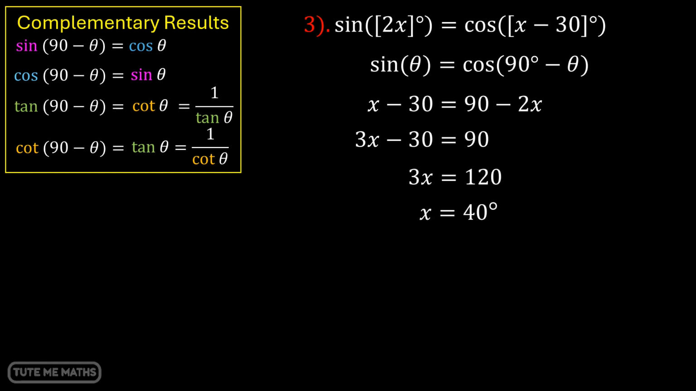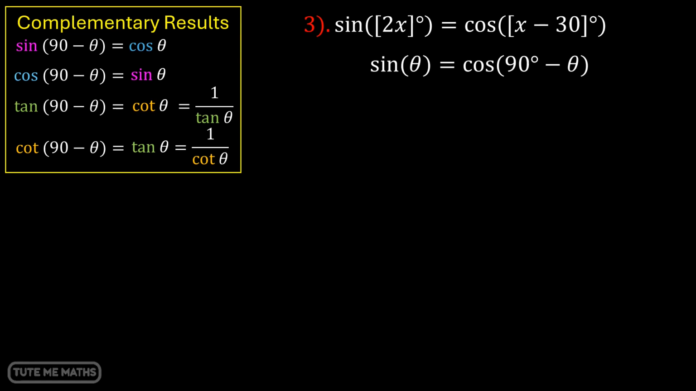tells us 3x must equal 120, so x equals 40. Another approach is to simply remember that if sine and cosine have the same value, which is indicated here by the equal sign, then their angles are complementary. In other words, the 2x from the sine ratio added to the x minus 30 from the cosine ratio must total 90 degrees. Simplifying gets us to the same result, that 3x minus 30 equals 90. So we solve as before to find x is 40.